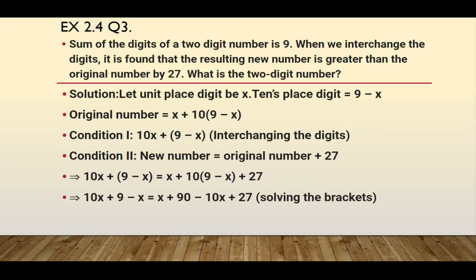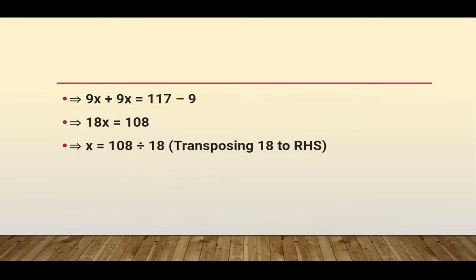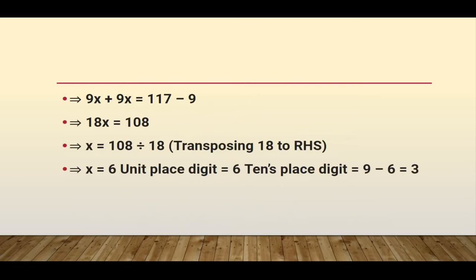We'll solve this equation to find the value of x by the simple transposition method, and the value of x comes out as 6. The units digit is 6 and the tens digit, which was 9 minus x, with x being 6, will be 9 minus 6, which is equal to 3. So the number will obviously be 36.